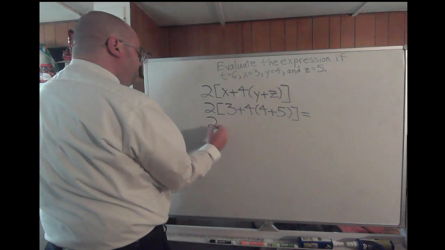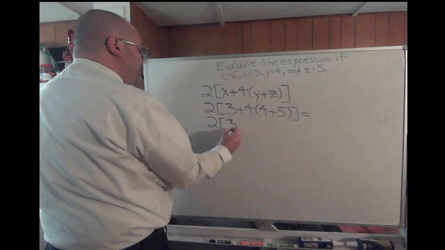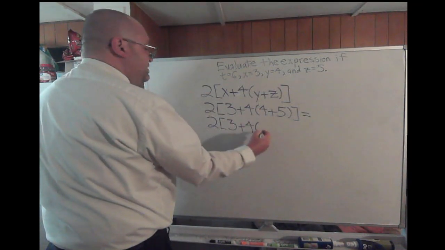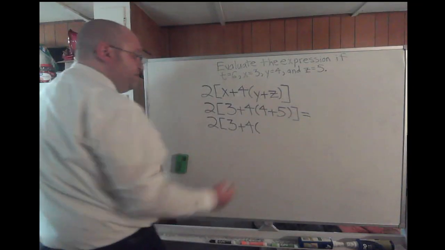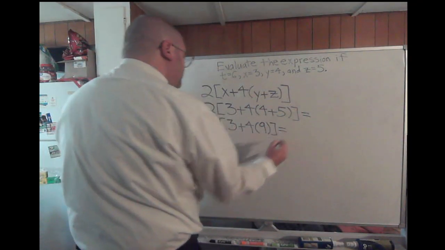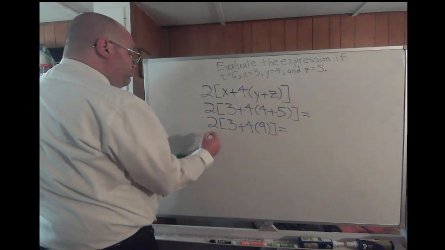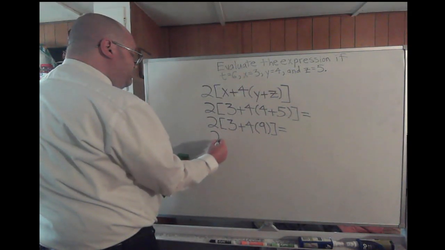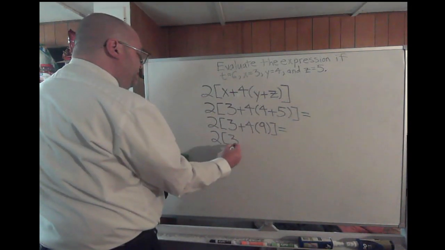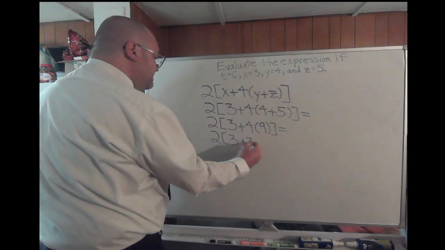So you'll have 2 on the outside of the brackets. Then inside the bracket, you'll have 3 plus 4 times what's in parentheses. 4 plus 5, that's going to be 9. Okay. Well, we still got to deal with what's inside the brackets. We have 2 on the outside of the brackets times 3 plus 4 times 9. 4 times 9, well, that's 36.